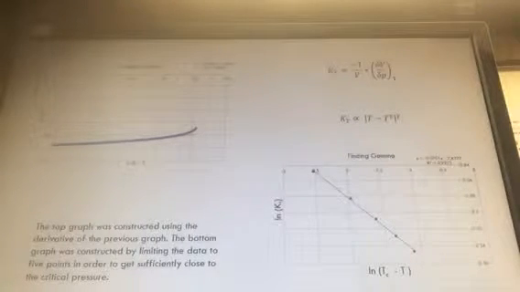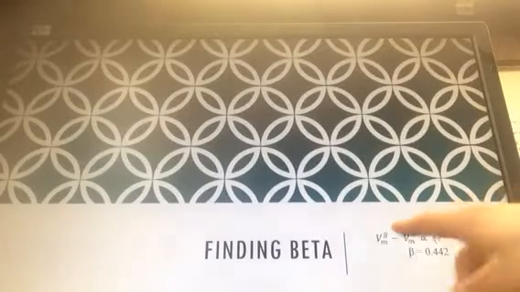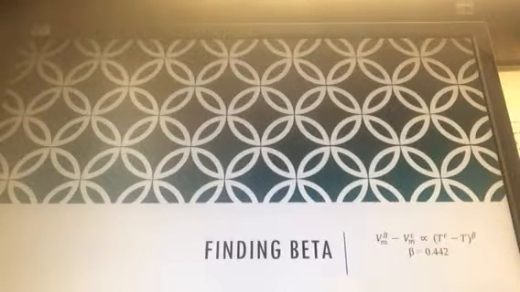So in all, I found gamma, even though it's very far from the actual gamma. The process is right, and it all comes down to NIST values and if I got sufficiently close to critical pressure. Next we'll be finding beta. So this is the equation that I used to find beta. The molar volume of the gas minus the constant molar volume is proportional to the critical temperature minus temperature, all to beta. So I got beta equals 0.442, which is pretty reasonable.